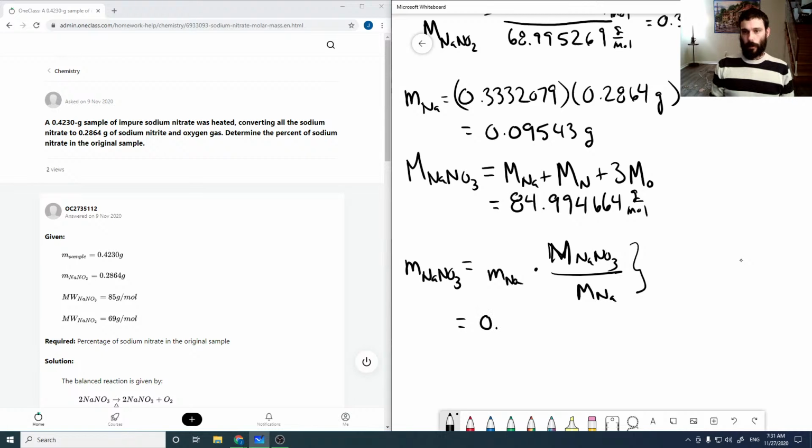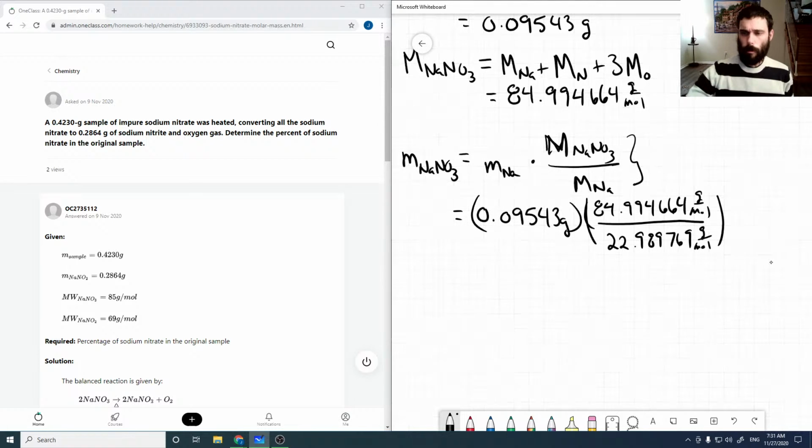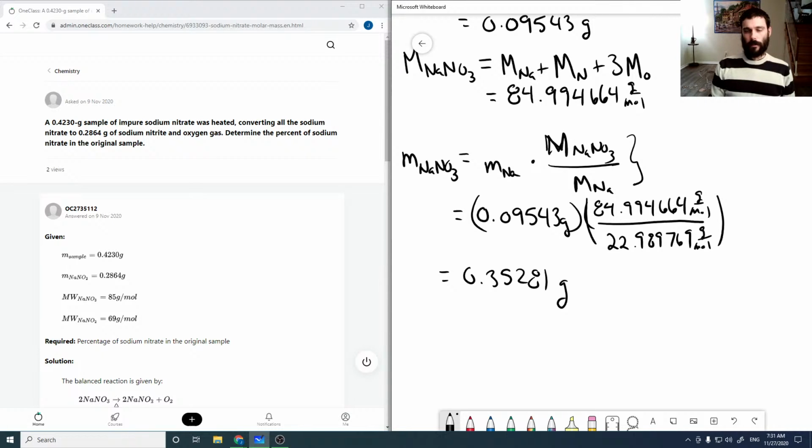And so then that's 0.09543 grams times our 84.994664 grams per mole over 22.989769, which equals 0.35281 grams. So that's our mass of sodium nitrate.